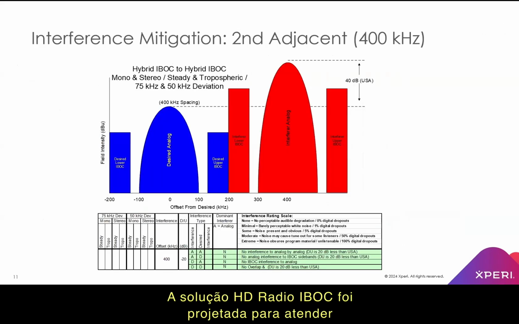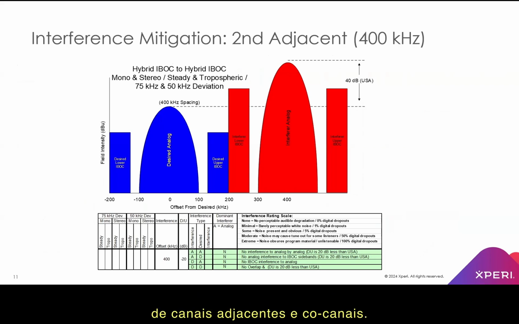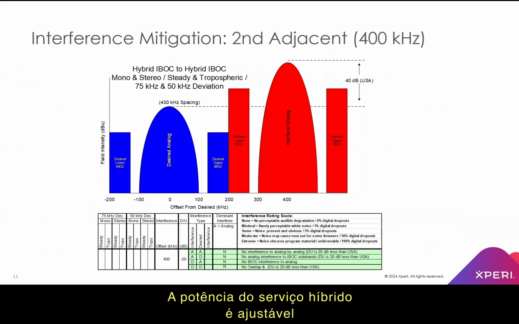The HD Radio iBiquity solution is designed to meet ITU requirements for co-channel and adjacent channel power levels. The hybrid service power is adjustable without causing any co-channel interference to the protected primary analog service. The digital transmission will operate in markets with 400 kHz channel spacing with no interference and no power adjustments.